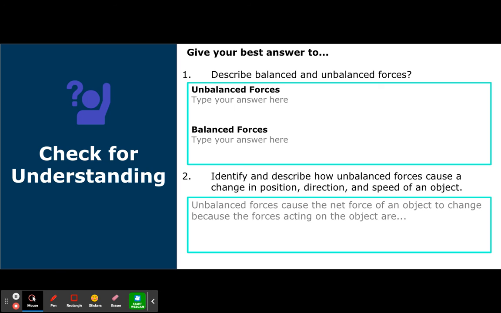This is also a show what you know slide. You will describe what a balanced and unbalanced force is. And then you will identify and describe how unbalanced forces can cause a change in position, direction, and speed of an object. And that is all for today.